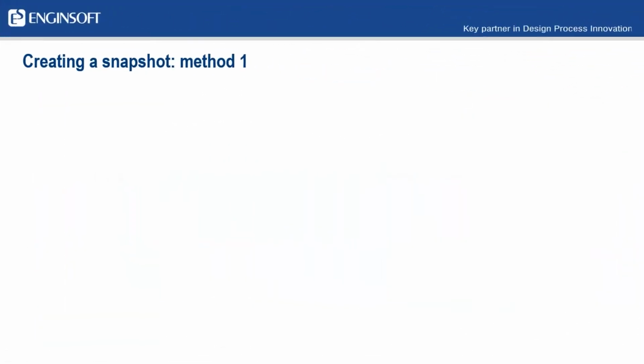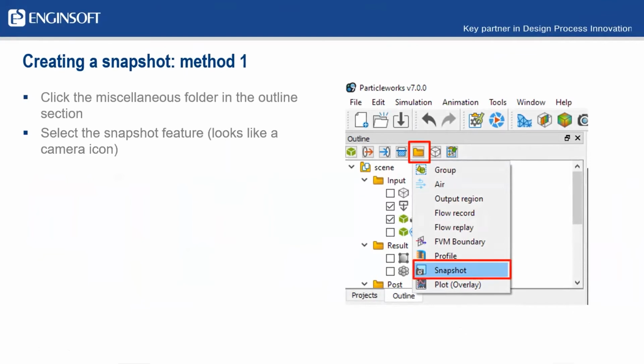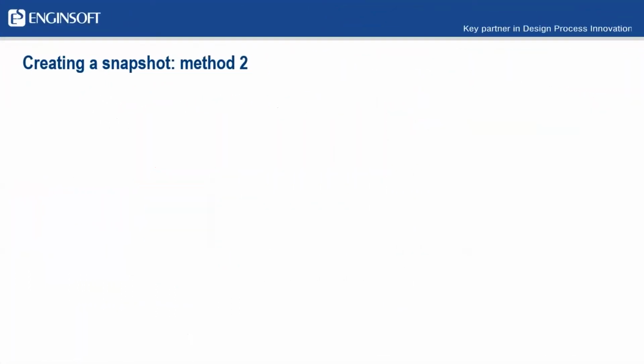So there's a couple ways to do this. One way is to click on the miscellaneous folder in the outline section, and you'll find that right underneath your toolbar. If you click on this folder, you can see the snapshot feature, which looks like a little camera icon. If you click on that, that'll generate the snapshot.